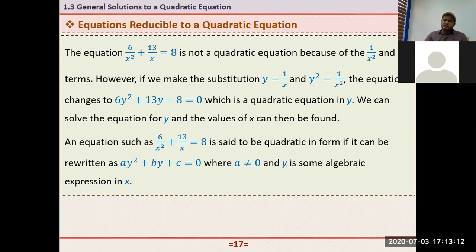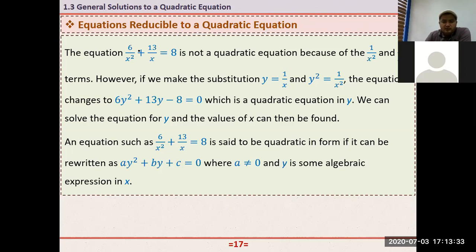Now here we are going to see a very simple one. We are given some algebraic equations, or equations that involve algebraic fractions. When we do some algebraic manipulation or simplify them, they become quadratic equations. Such equations are called equations reducible to a quadratic equation.